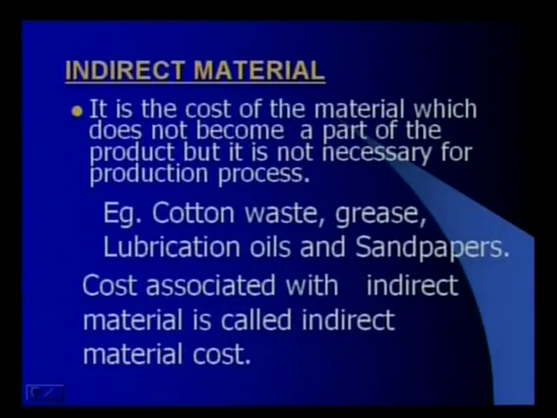Say we are manufacturing a steel shaft. In the final product of the steel shaft, you don't find cotton waste, or any cotton waste or grease on the part of the final product being made. So, such materials as cotton waste, grease, lubrication oil and sandpapers are only essential during the manufacturing of a production process. Such materials are called indirect material, and the cost associated with this indirect material is called indirect material cost.